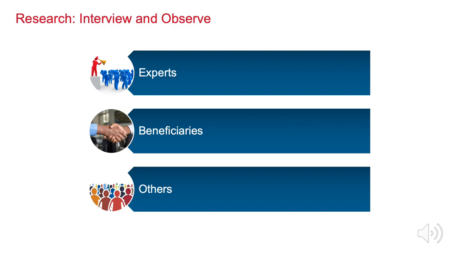For people to interview and observe, there are three different categories of people you should think about doing this with. Reach out to experts and hopefully interview them. Interview and observe beneficiaries, and also interview and possibly observe and give surveys to any other people that are related to the problem or your early ideas for your solution.